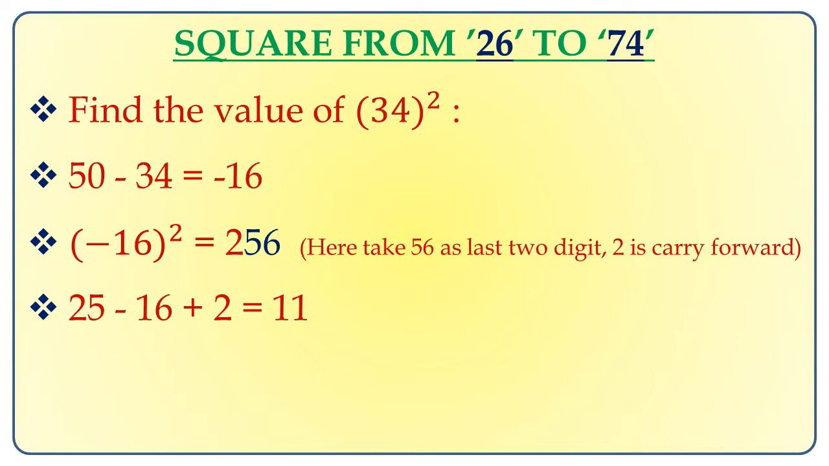Now 25 minus 16. Why minus 16? Because of the difference of 34 and 50. 34 was less than 50. That's why the difference we took was minus 16. So if the difference is minus 16, we have to subtract the difference from 25. That's why we write 25 minus 16 plus 2. Why plus 2? Because the carry forward number is 2, and it is always added. So 25 minus 16 plus 2 is 11. So the answer of 34 square is 1156.